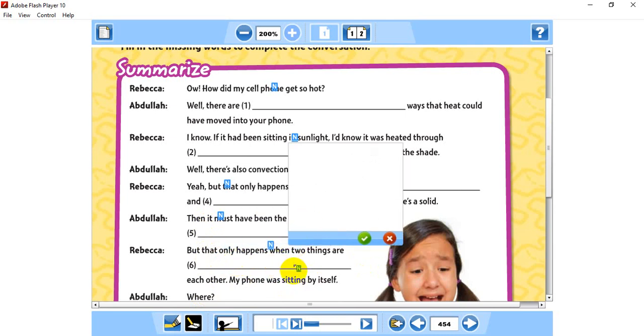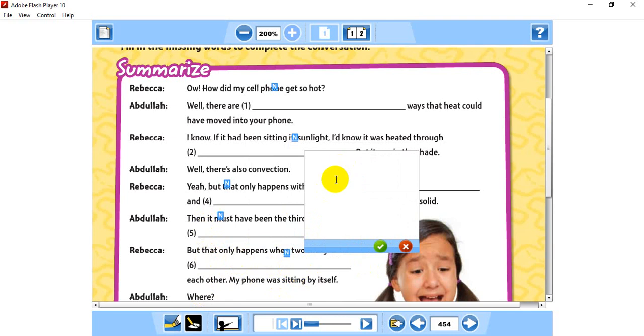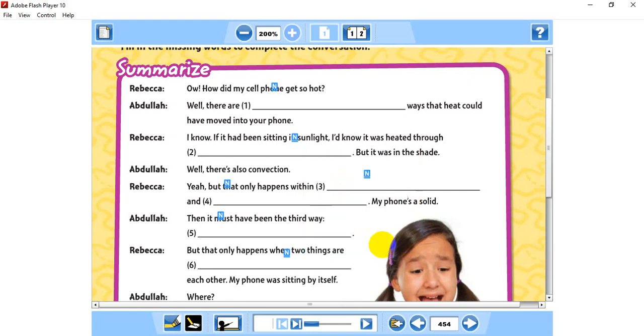Why is it not written well? Okay, I will write it here. Because there are two objects touching. Okay, touching. There are two objects touching. This is what I mean.